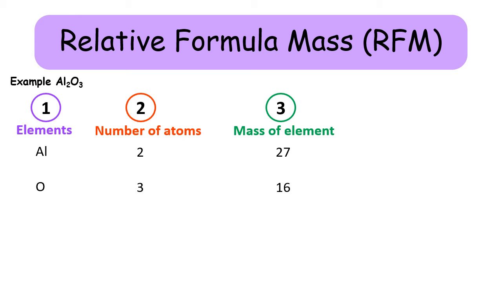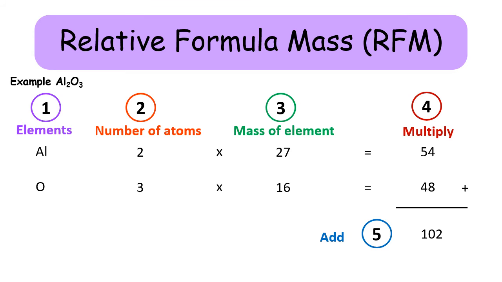Now, to do our multiplication, which is our next step, you're always allowed to use a calculator. So if you don't have access to one, ask in class, because in chemistry, you should always be allowed to use a calculator. So 2 times 27 gives us 54. 3 times 16 gives us 48. And then our final step is to add those two numbers together, which gets us 102.